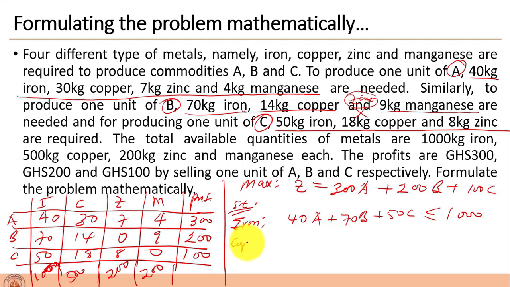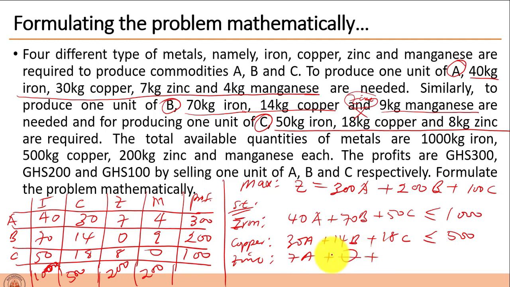Next one is copper. Our copper constraint. We have 30 given to A, 10 given to B, plus 18 given to C, and this should be less or equal to 500 kilograms. Zinc constraint, we have 7 given to A, plus we don't have a B, so that is 0, plus we have 8 given to C, so 80 less or equal to 200.